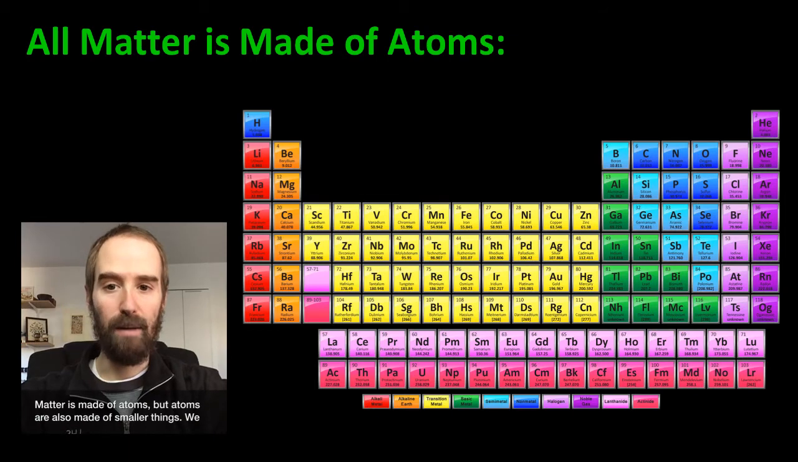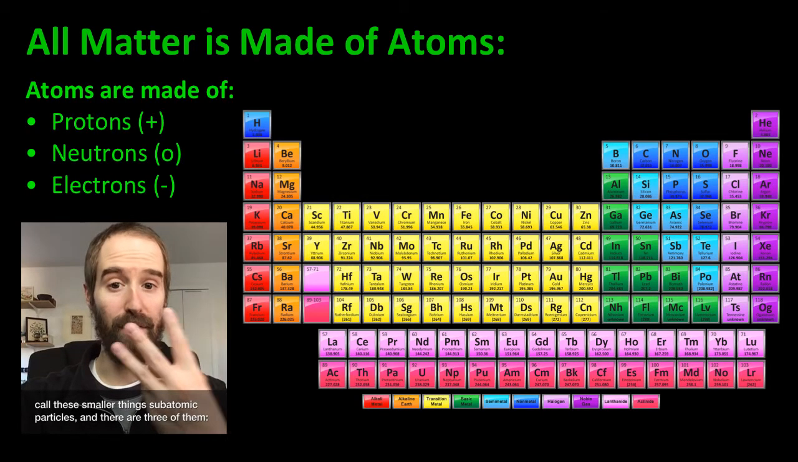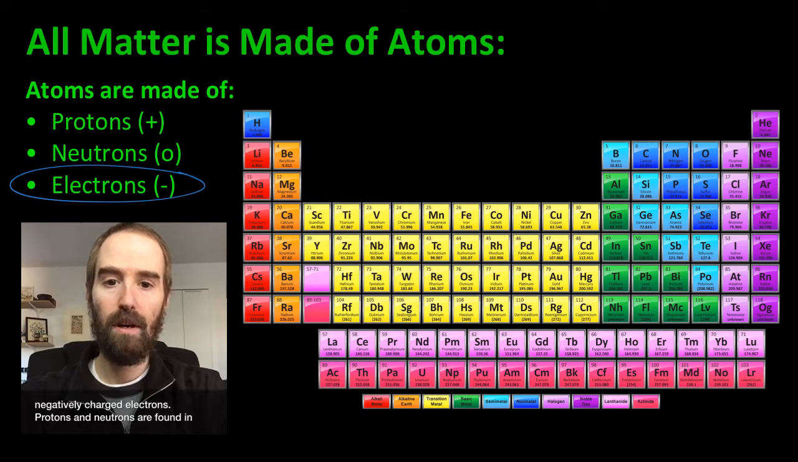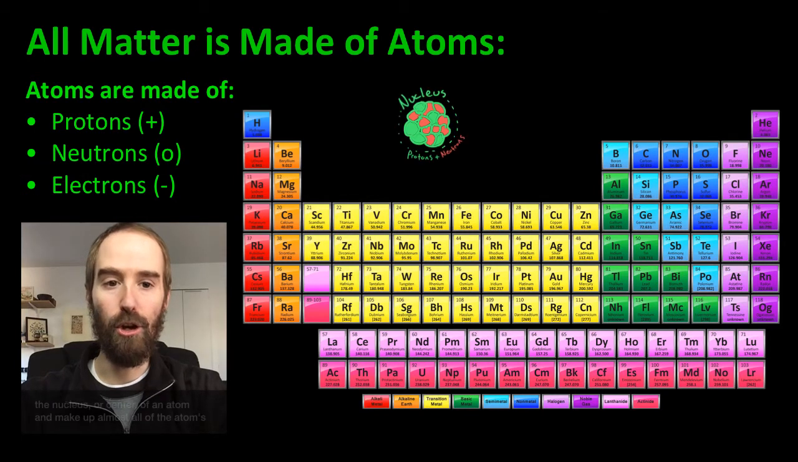Matter is made of atoms, but atoms are also made of smaller things. We call these smaller things subatomic particles, and there are 3 of them: positively charged protons, neutral or non-charged neutrons, and negatively charged electrons. Protons and neutrons are found in the nucleus, or center of an atom, and make up almost all of the atom's mass. Electrons have almost no mass, even by comparison to something as small and as light as a proton, and they have a negative electrical charge.